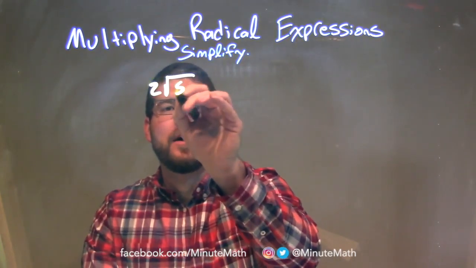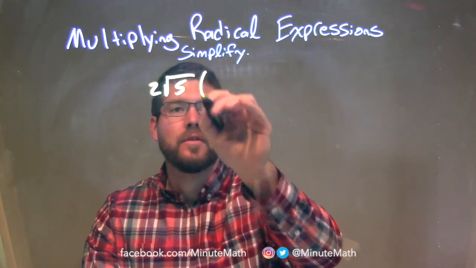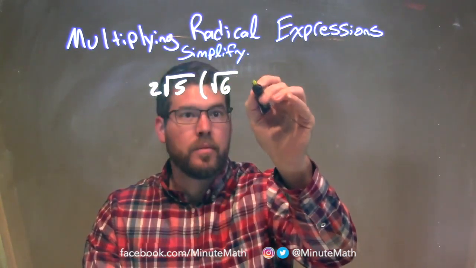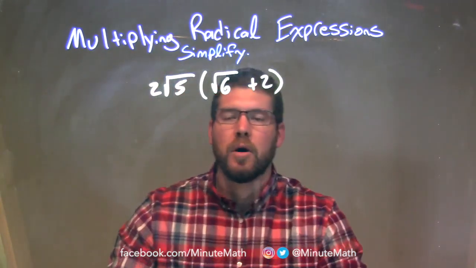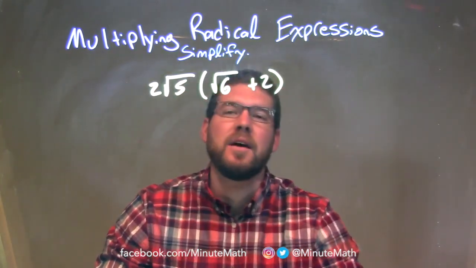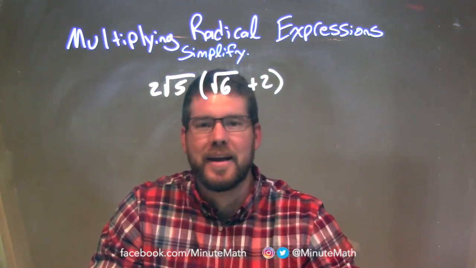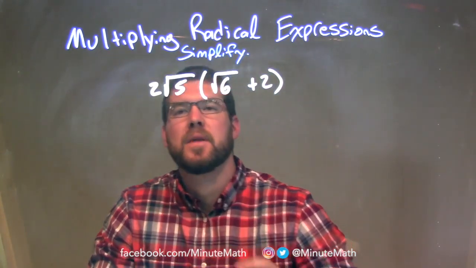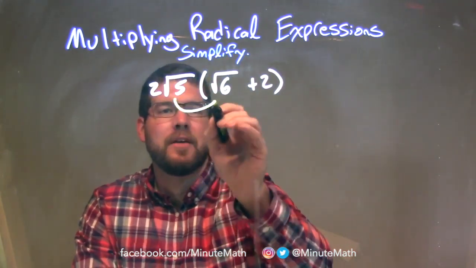2 times the square root of 5 times, in parentheses, square root of 6 plus 2. Well, I'm looking inside this parenthesis right here. Can I simplify anything? Not really. Square root of 6 is in the simplest form, and I can't combine it with the 2. Okay? So now I have to distribute the 2 square root of 5 to both parts.